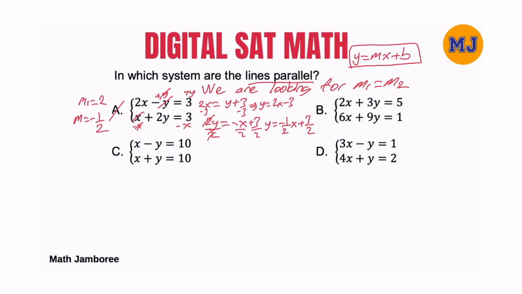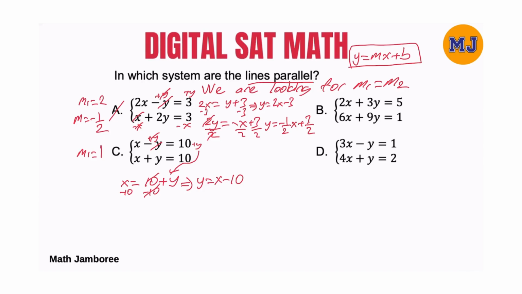And let's continue with choice C over here. I will just add y. I'm going to do the solution of C at the bottom here. So x is equal to 10 plus y, and take away 10 from both sides. So this becomes y is equal to x minus 10. The slope then, the number in front of the x, is positive 1.